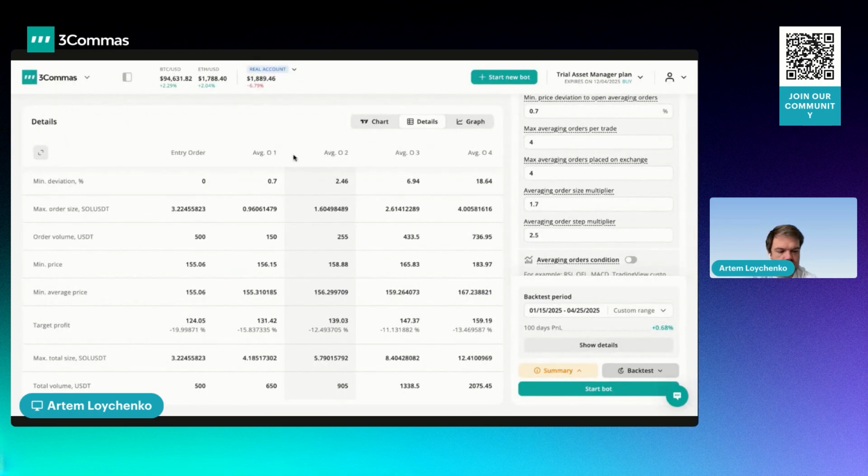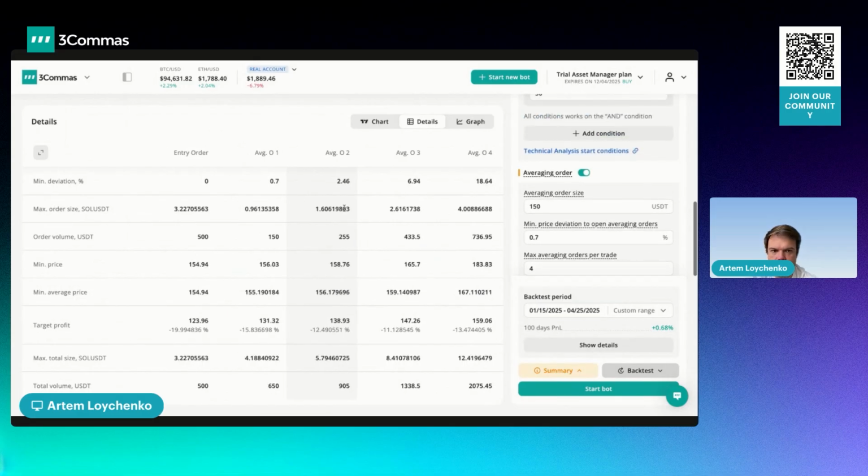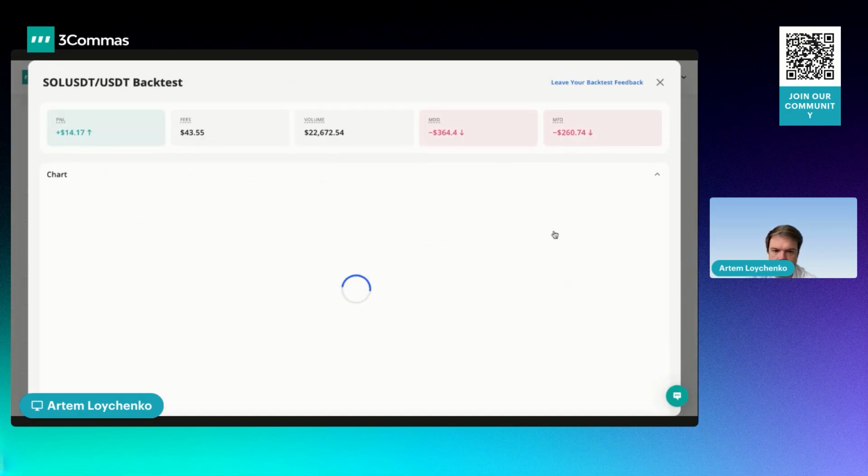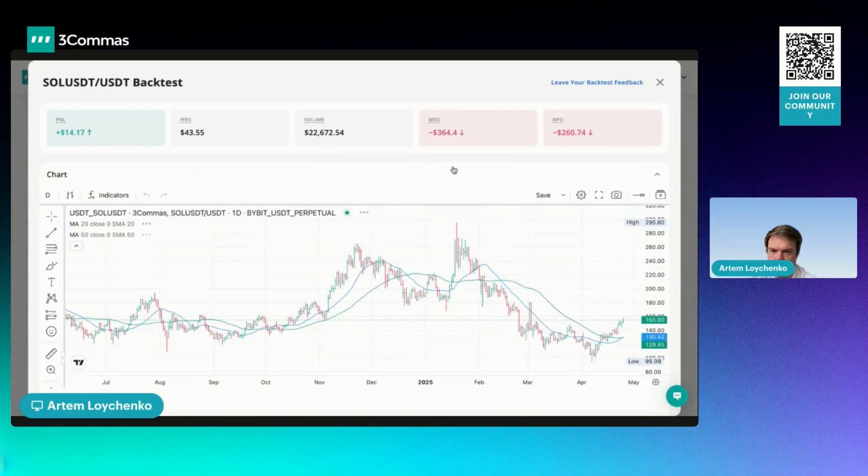I think this was enough for you guys to understand how to backtest, how to analyze a backtest, how to play with parameters, how to check it on different configurations, and to find out if the strategy really works and how you need to update it.